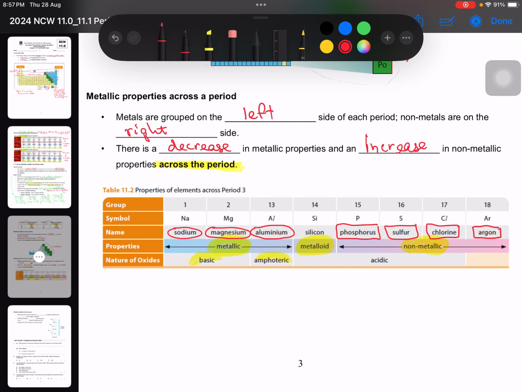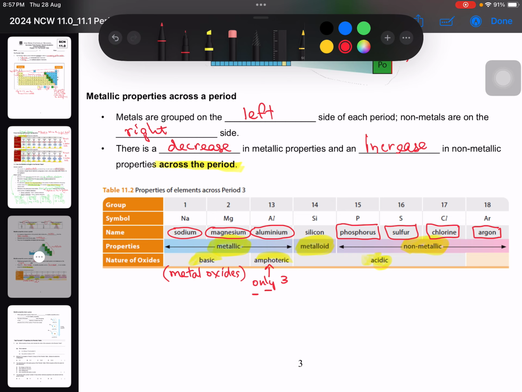Even the nature of the oxides are different. So we have done oxides under the chapter of acid, bases, and salt. Here we have the basic oxide. So to revise, basic oxides are metal oxides. So on the metal side, the oxides will be basic. Amphoteric, there are only 3. What are the 3 amphoteric oxides?